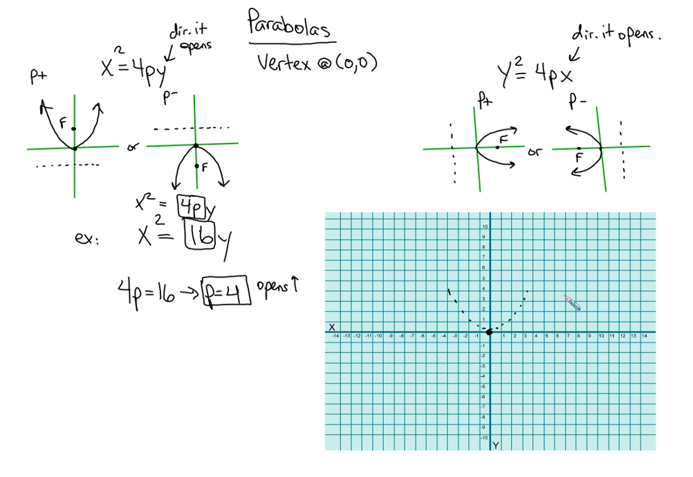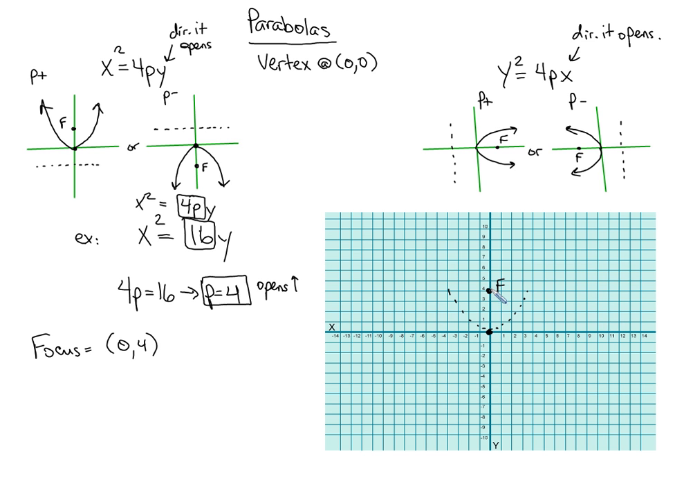Now we can see from that which way are we going to have to go to get our focus? Up. How far? 4 units. So from the vertex, I'm going to go 1, 2, 3, 4 units up. There's my focus. What are the coordinates of my focus then? Because that's one of the things they're going to ask you for. 0, 4. Everybody see how easy that is? Once you know which way you're moving.